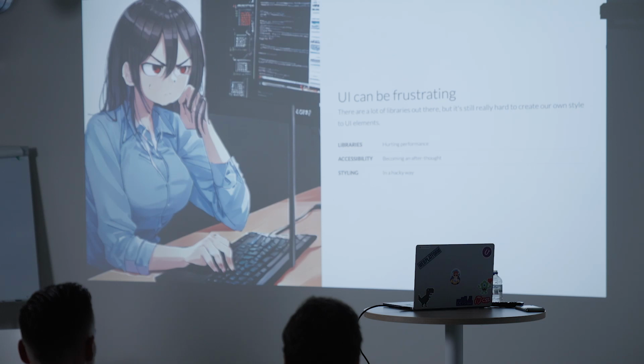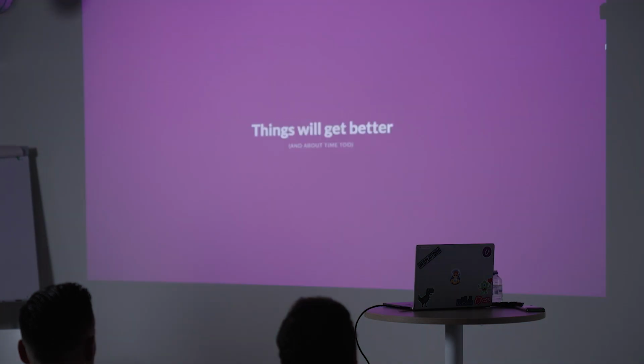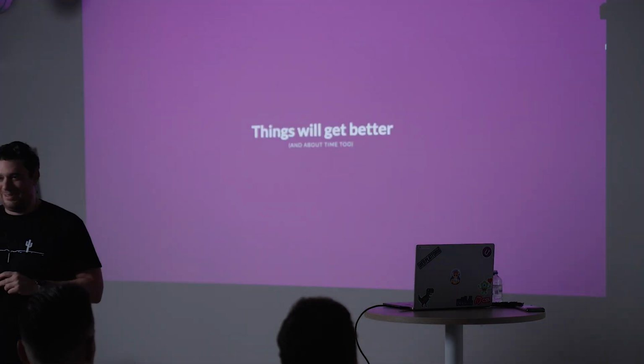And styling, of course, in a hacky way. We use a lot of important tags if you want to overrule the CSS of libraries. Luckily, we have cascade layers in CSS. It helps, but still, it gets messy really fast. But I am here to tell you that things are going to get better. And I think it's about time too.